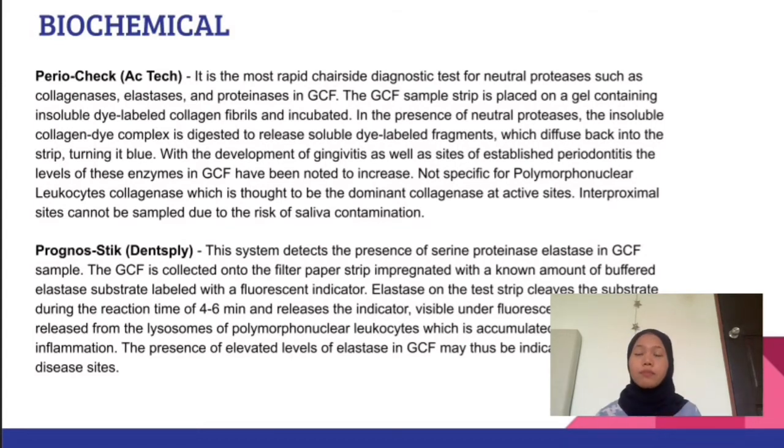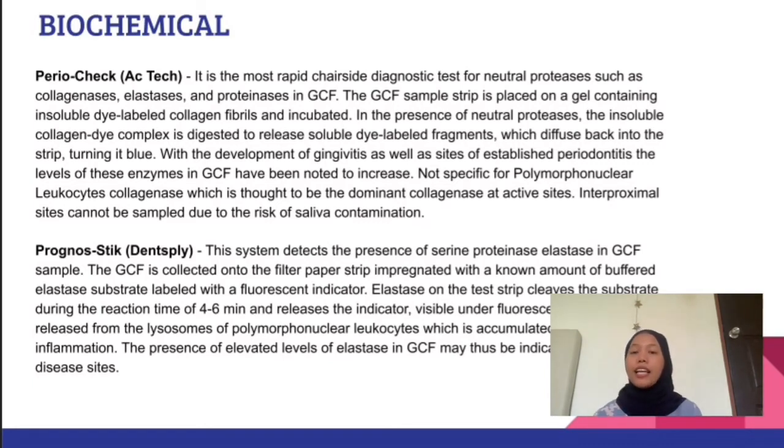So how do we do it? First, the GCF sample strip is placed on a gel containing insoluble dye-labile collagen fibril and incubated. In the presence of neutral proteases, the insoluble collagen dye complex is digested to release soluble dye-labile fragments, which diffuse back into the strip, turning it blue. With the development of gingivitis and periodontitis, the level of this enzyme in GCF starts to increase.